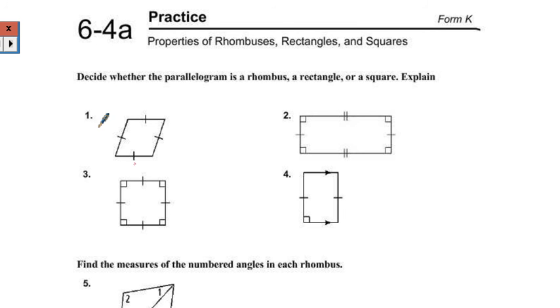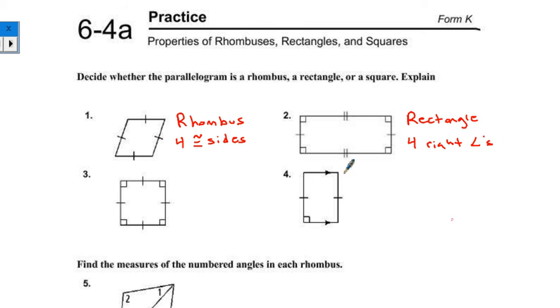So starting off with this shape right here, when you have 4 congruent sides but you don't know anything about the angles, that is going to be a rhombus. This is a rhombus because we have 4 congruent sides. On the next one we have 4 right angles, but we do not know that all 4 sides are congruent. When we have the right angles without anything else, that's going to be a rectangle. And again, the reason is 4 right angles.